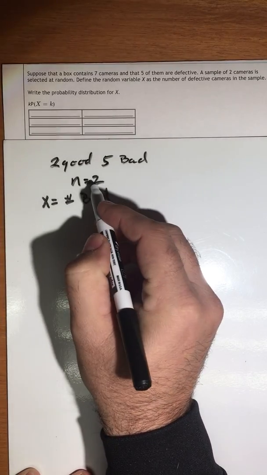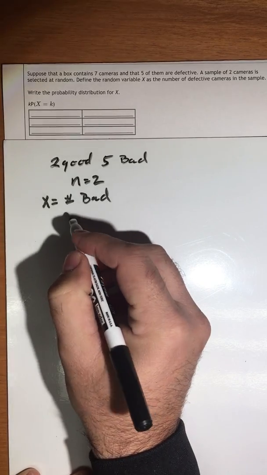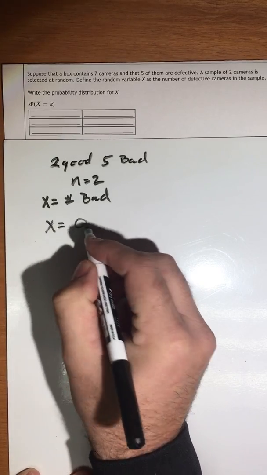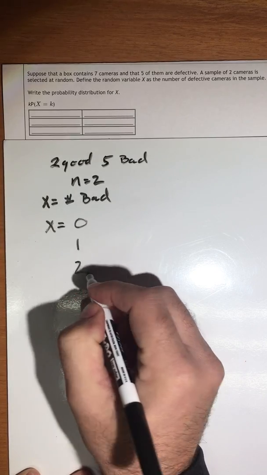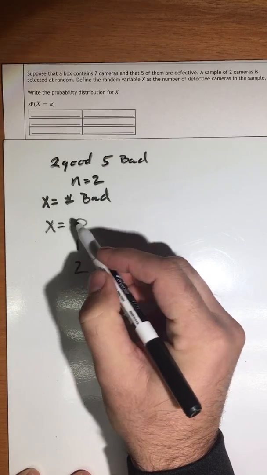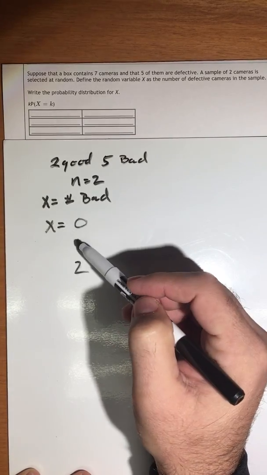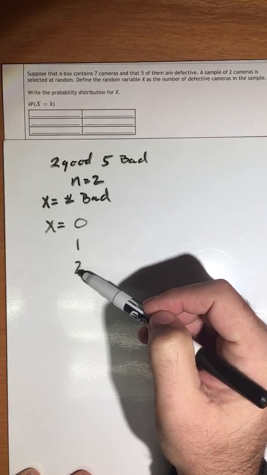All right, so if I'm only taking a sample of size 2 and I'm counting up the number of bad cameras that I can have, then that means x could equal 0 or 1 or 2. So that's the left-hand side of the box here. Because if I select 2 cameras, I might get both good, or I might get 1 good and 1 bad, or I might get 2 bad.